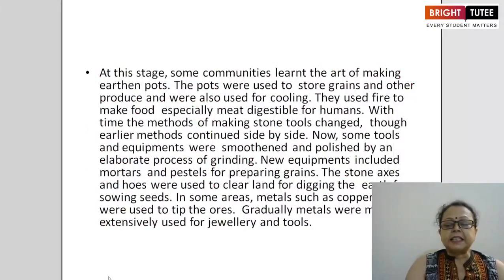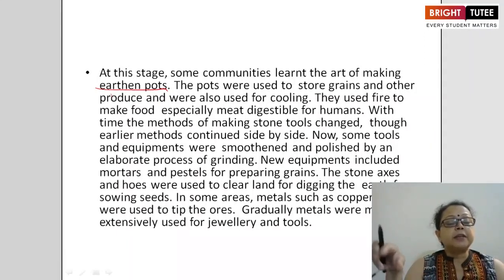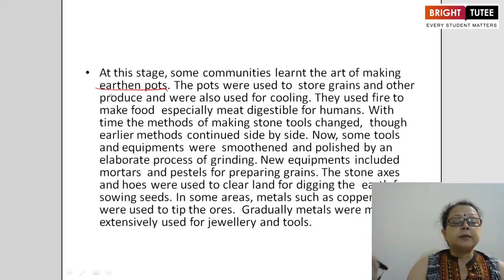At this stage, some communities learned the art of making earthen pots. So first of all, what we have discussed: the domestication of animals, weaving of cloth using fibers, then the use of the plow for cultivation of the fields, and agricultural practices were developed. Then these animals were also used to pull carts. Animals' backs were also used to carry loads. So all these gradual developments were taking place.